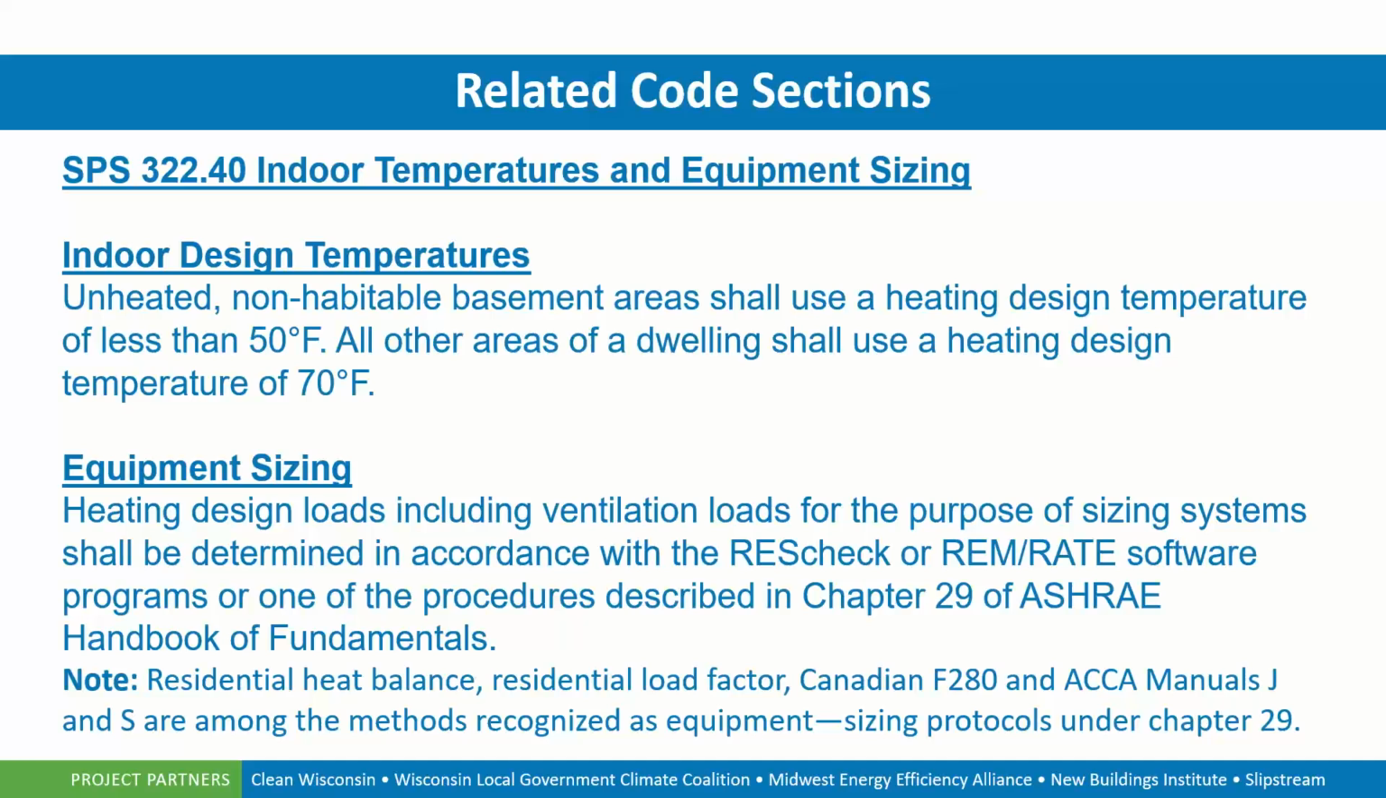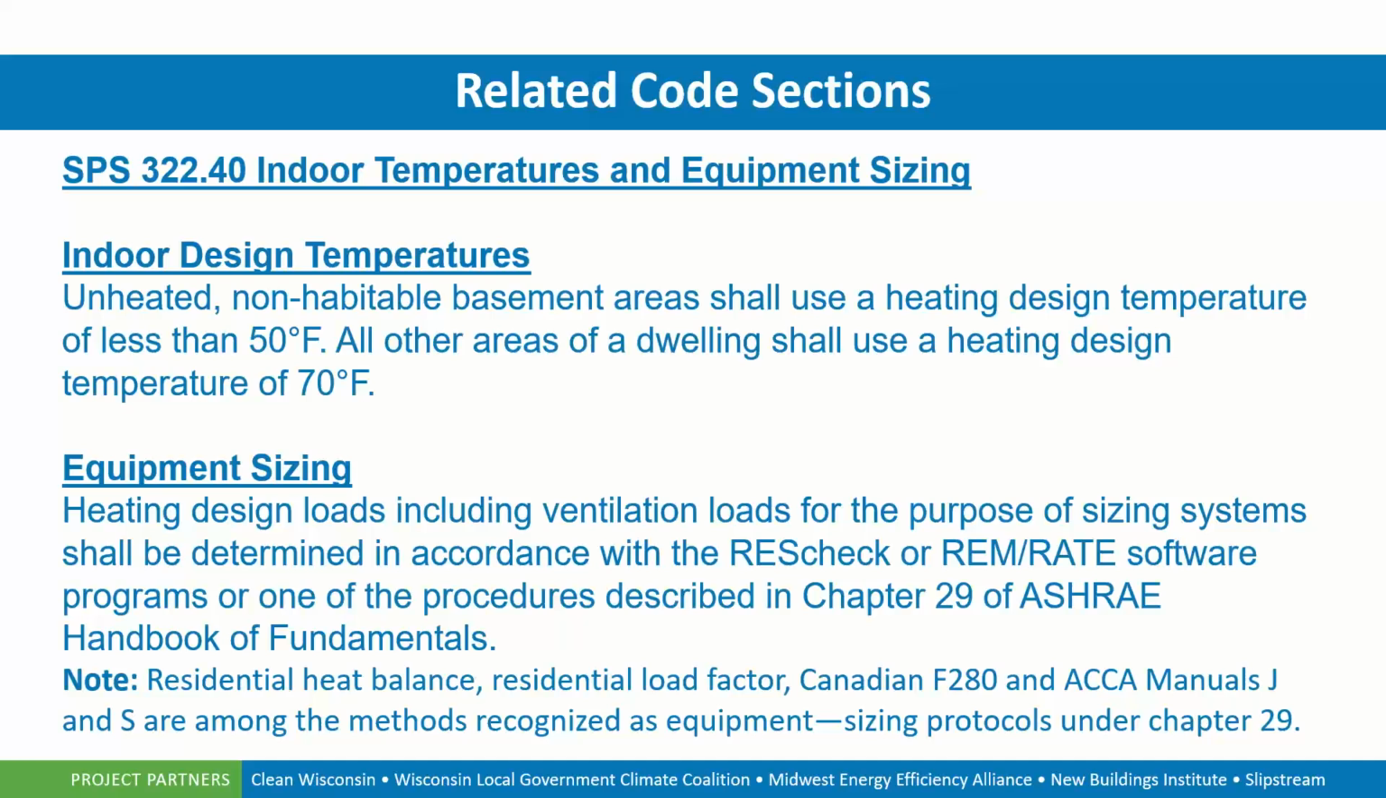SPS 322.40, it's indoor temperatures and equipment sizing is what it pertains to. Basically, our indoor design temperature for unheated and non-habitable basement areas should be less than 50 degrees Fahrenheit, and all other areas of the dwelling shall be at 70 degrees Fahrenheit for a heating design.